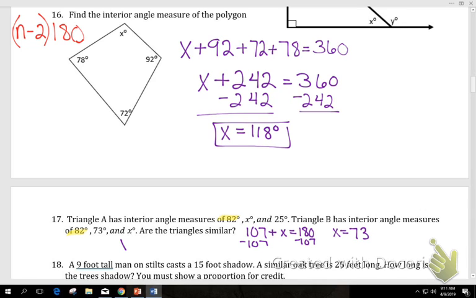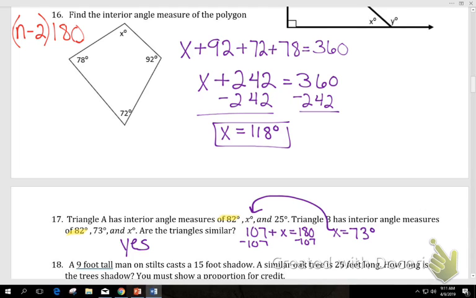Look up here, guys. No matter what you're doing, I want you to watch up here. So if x is 73, right here, it goes 82, 73, 25. So guess what it's going to be on the second triangle? 82, 73, 25. So, because of that, yes, they are similar because all three angles are the same measurement. You see how I proved that? If two of them are 82 and 73, the last one has to be 25 in order to equal 180.